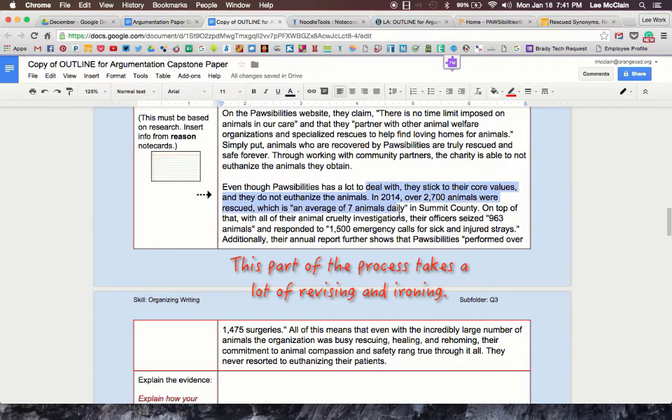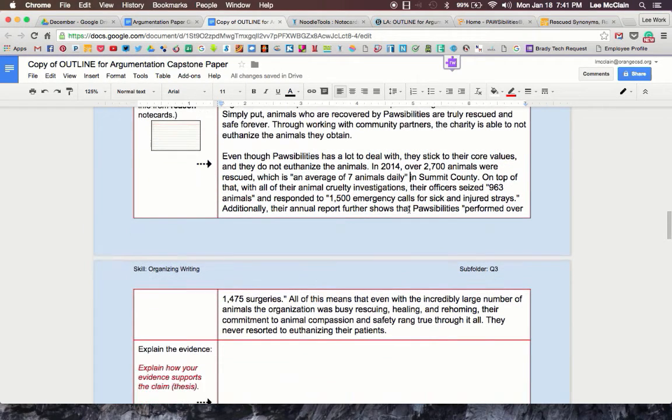So I've got to clean this all up. In 2014, over 2,700 animals were rescued. If you have anything like this that is a fact or a statistic, this is also a statistic or a fact, that needs for sure to be cited, and I have not done that.